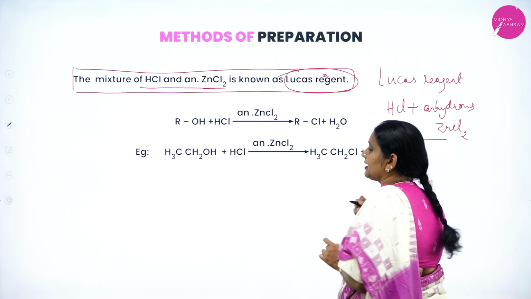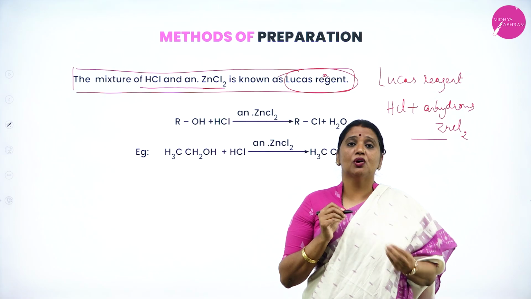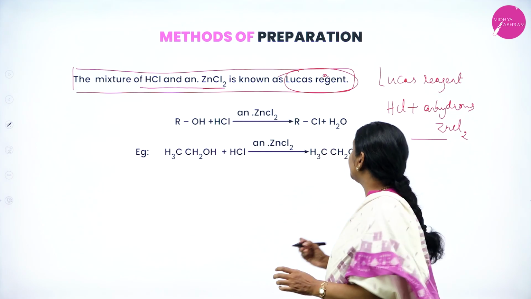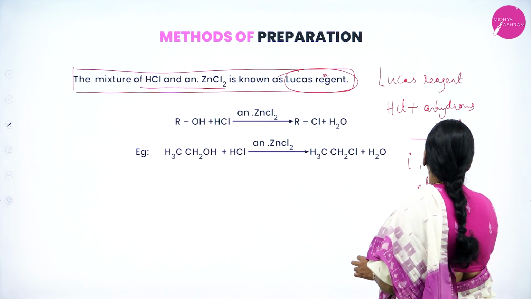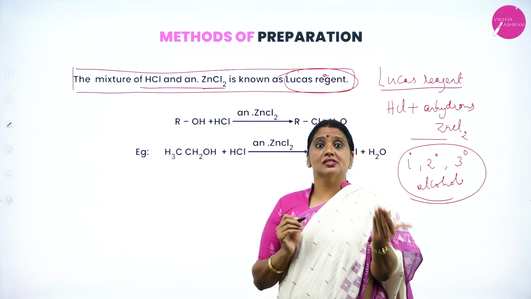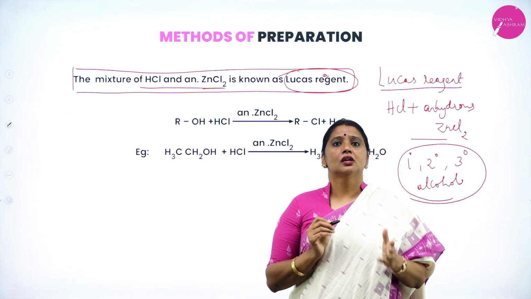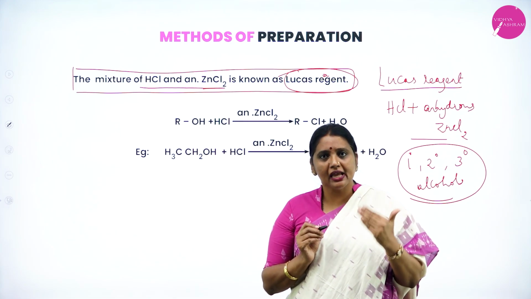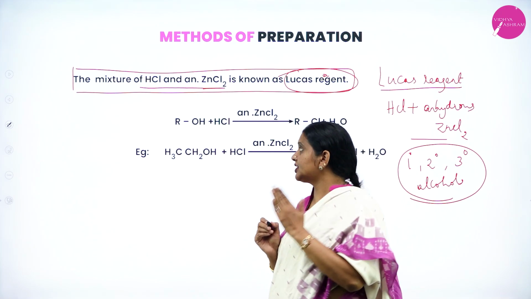In the next chapter of your organic chemistry, the second chapter, alcohols, phenols and ethers, I am going to mention Lucas reagent once again, because it is an important reagent used to distinguish between primary, secondary and tertiary alcohols. Here, the Lucas reagent is used as a dehydrating agent. But in the next chapter, the same Lucas reagent is used to distinguish between primary, secondary and tertiary alcohol.